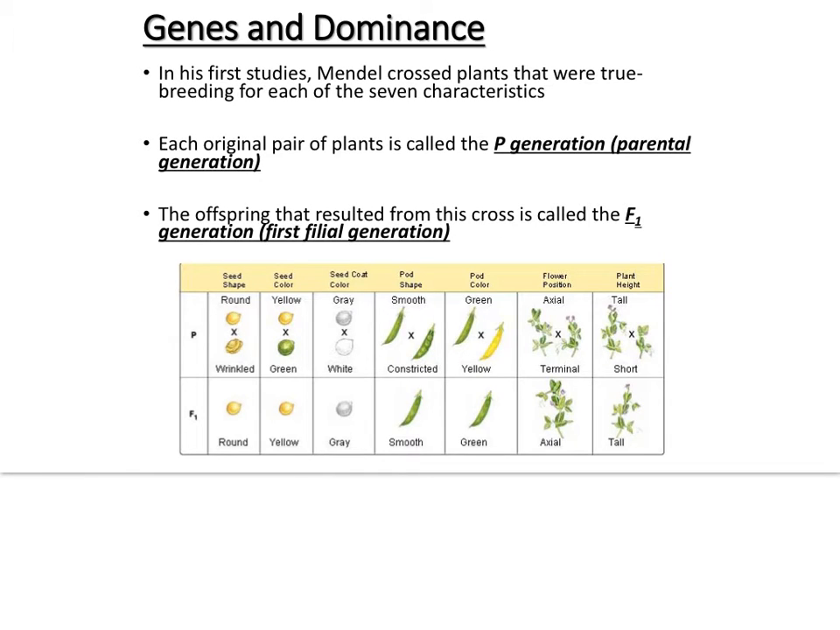The original pair of plants he referred to as his P generation, or parental generation. And the offspring that came from those plants he referred to as the F1, or first filial generation. As you can see in this table, when he did these parental crosses, he got F1 generations that showed all one trait. When he crossed round and wrinkled peas, he got all round offspring. When he crossed yellow and green seeds, he got all yellow offspring. When he crossed smooth and constricted pea pods, he got all smooth pods. So he showed right away evidence that you didn't get a blending of inheritance, you actually got one type of the trait or another.